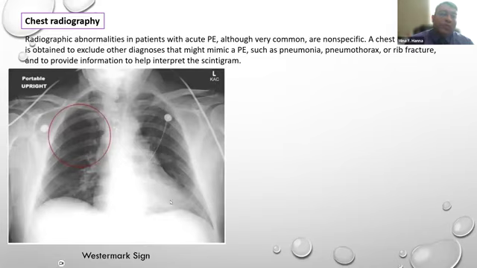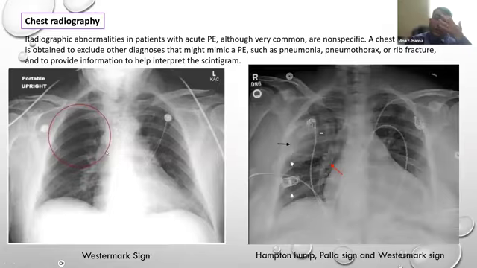Westermark sign: you see some oligemic change here in the lung. If you compare this, you see some vessels, but this part of the lung is oligemic. Vessels are not giving much blood supply, so there is probably proximal obstruction. Another sign which is called Hampton hump sign. So Hampton hump sign means there is consolidation peripherally, pleural based, which is infarction. You will see it in the CT chest.